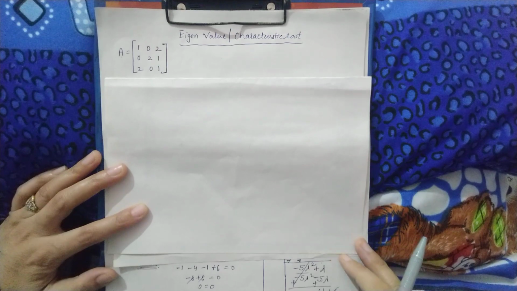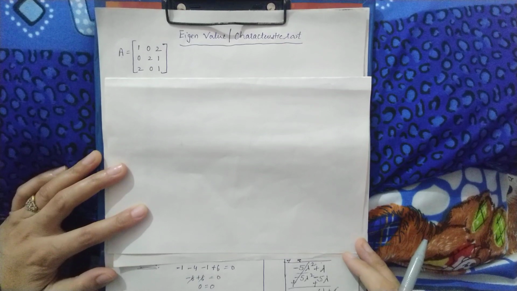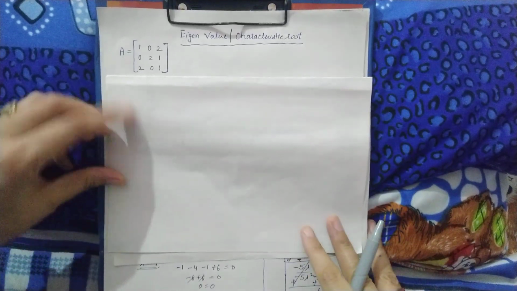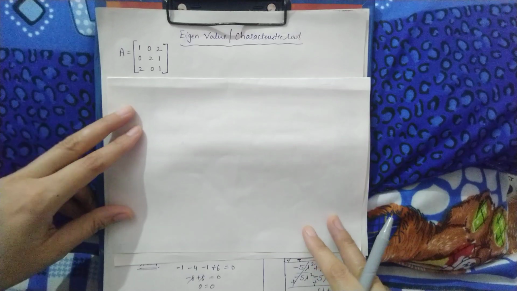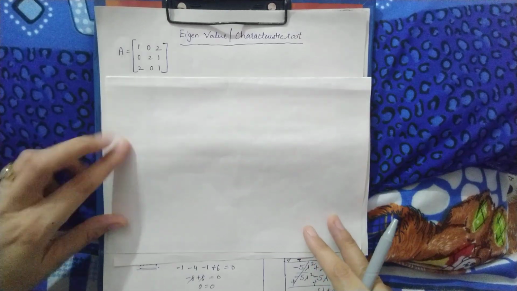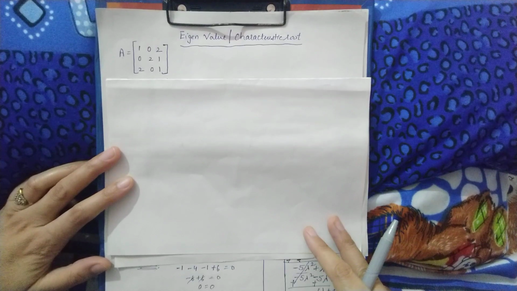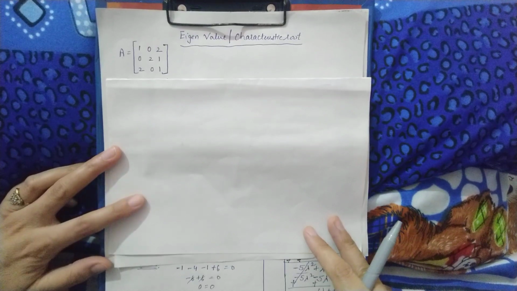Hello student, today we will learn how to find the eigenvalue or characteristic root of a given matrix. As you can see, the given matrix A is [1 0 2; 0 2 1; 2 0 1]. First of all, we have to find the characteristic equation to find the eigenvalue.